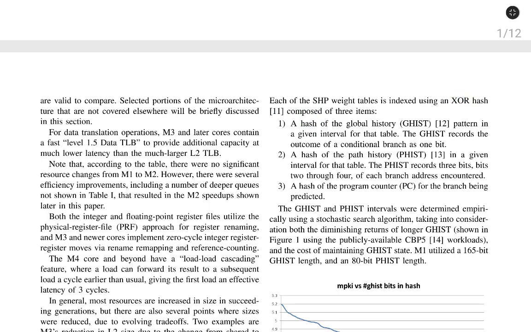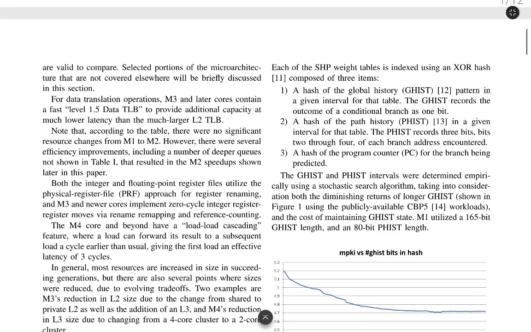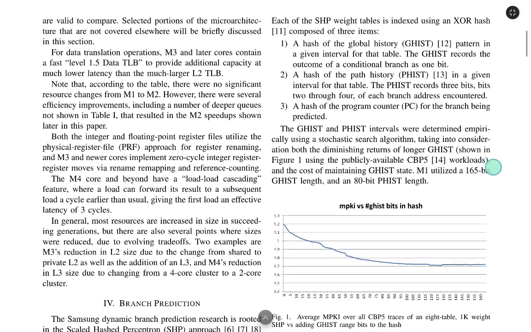A hash of the global history gives the pattern in a given interval for the table, and records the outcome of each conditional branch as 1 bit. A hash of the path history is taken in a given interval for the table. The path history records 3 bits, bits 2 through 4, of each branch address encountered. And a hash of the program counter (PC) for the branch being predicted.